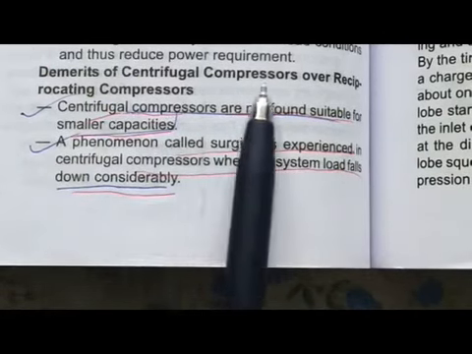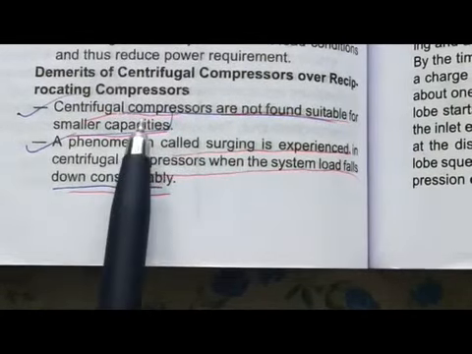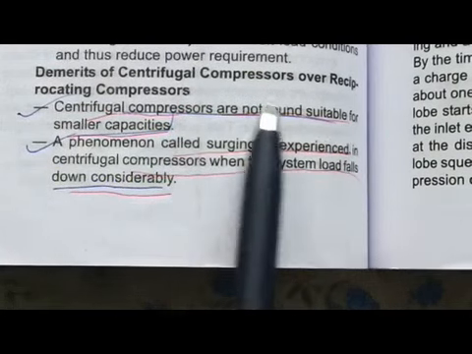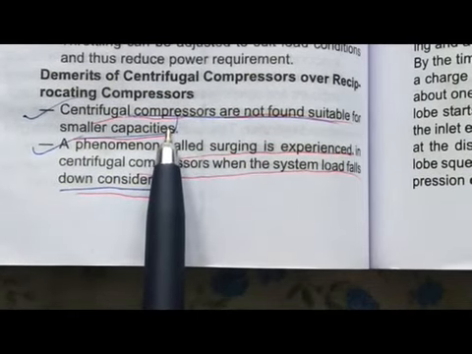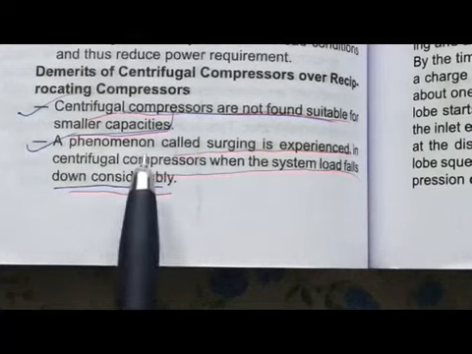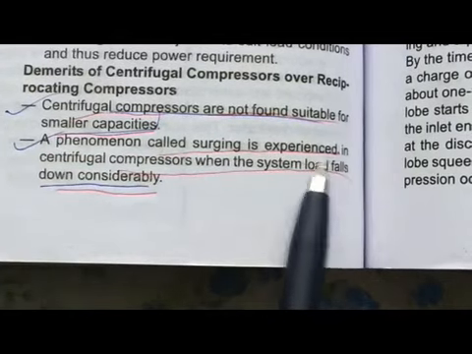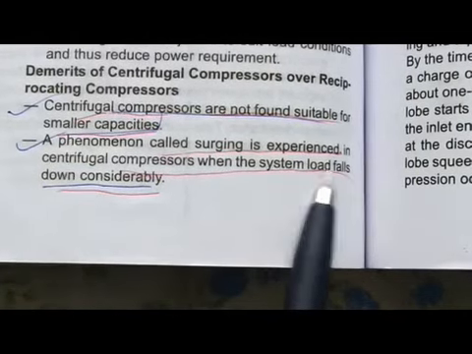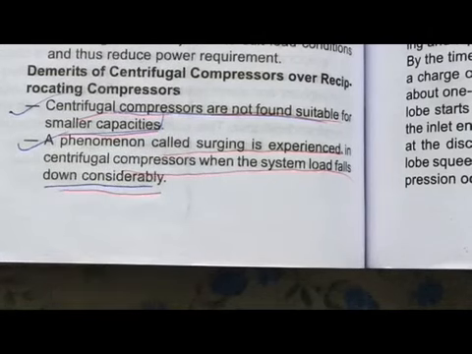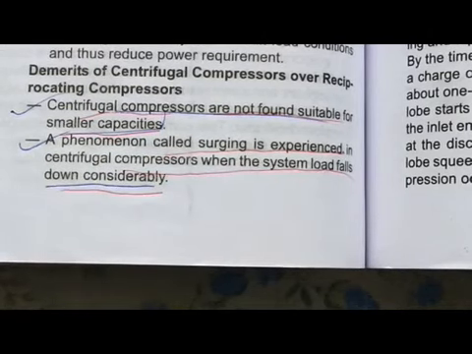The demerits of the centrifugal compressor compared to the reciprocating compressor: centrifugal compressors are not suitable for smaller capacities. A phenomenon called surging is experienced in the centrifugal compressor when the system load falls down considerably. This is an unwanted phenomenon, surging.